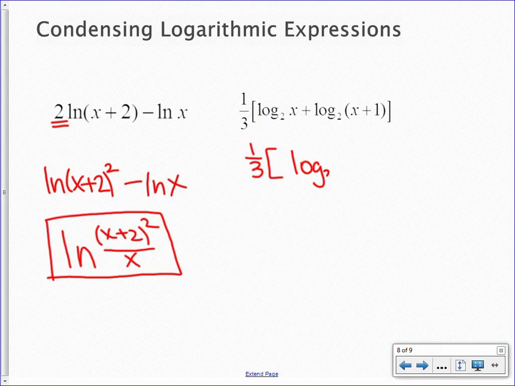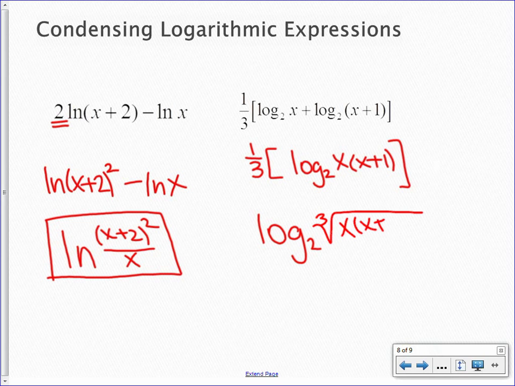Log base 2 of x times (x plus 1). Right? Okay, now we have that 1/3 power. Or, I guess, I just gave it away. We have that 1/3 multiplied out in front, which means we take it inside and it becomes the power, correct? So you can write it as a power, or you know that this power means the cube root, right? And so we can write this as the cube root of x times (x plus 1).